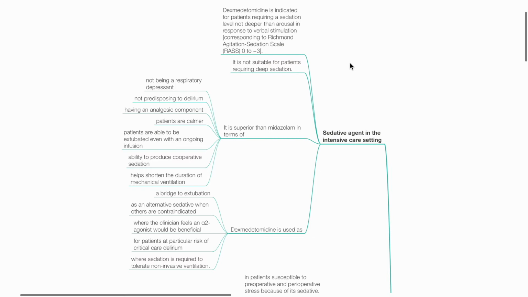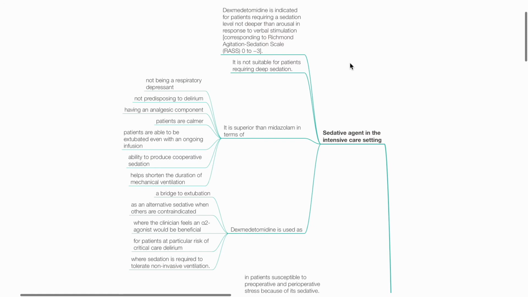Dexmedetomidine is superior to midazolam in terms of not being a respiratory depressant, not predisposing to delirium, and having an analgesic component. Patients are calmer and able to be extubated even with an ongoing infusion, it produces cooperative sedation, and it helps shorten the duration of mechanical ventilation.